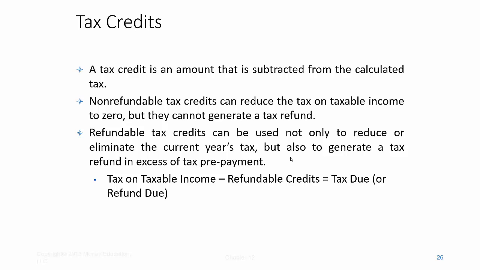All right, so when you're talking about the credit, how is it calculated? We have the tax on the taxable income minus the refundable credits, which will give us the tax due or the refund. Here, it's not even just the refundable credits. You could also get the non-refundable credits that will determine our tax due. But if we don't have enough non-refundable credits, the tax on taxable income minus refundable credits will get us to our tax due as well as our refund due.